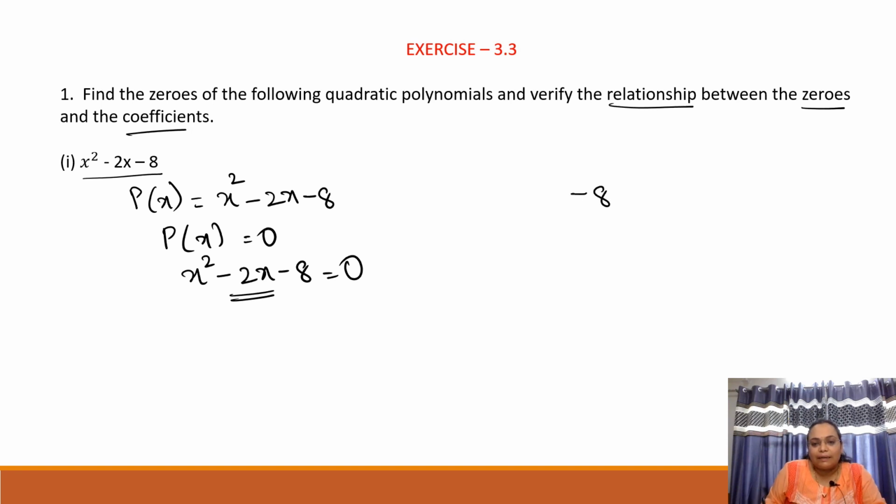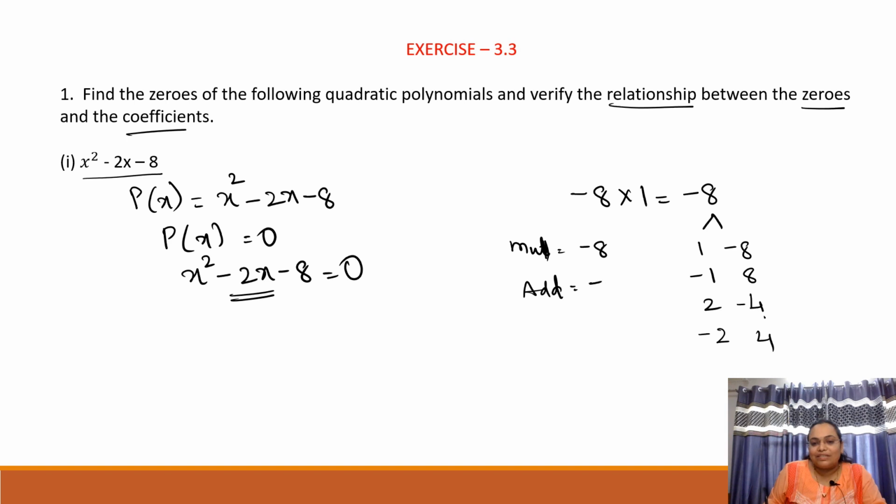So we will multiply the constant and the coefficient of x square, which is minus 8, as the first step. And then you will find all the possible factors for minus 8. That is 1 into minus 8, minus 1 into 8, 2 into minus 4 and then minus 2 into 4. If you multiply, you need to get minus 8, and if you add them, you need to get the middle term, which is minus 2.